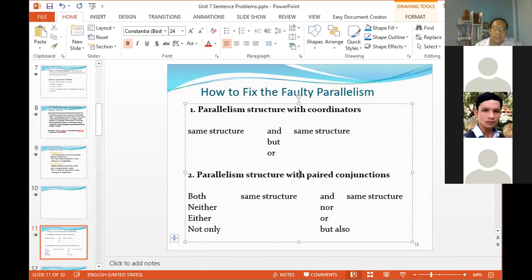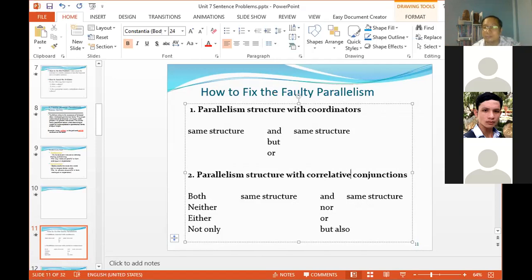And another one that you have to care about is the pair conjunction. I already sent the slide to you, right? About the type of conjunction. This one we can call pair conjunction, or we can call it what? Correlative conjunction, right? Like both and, neither nor, either or, not only but also. On both sides, also the same structure. If you don't put the same structure, they are wrong.